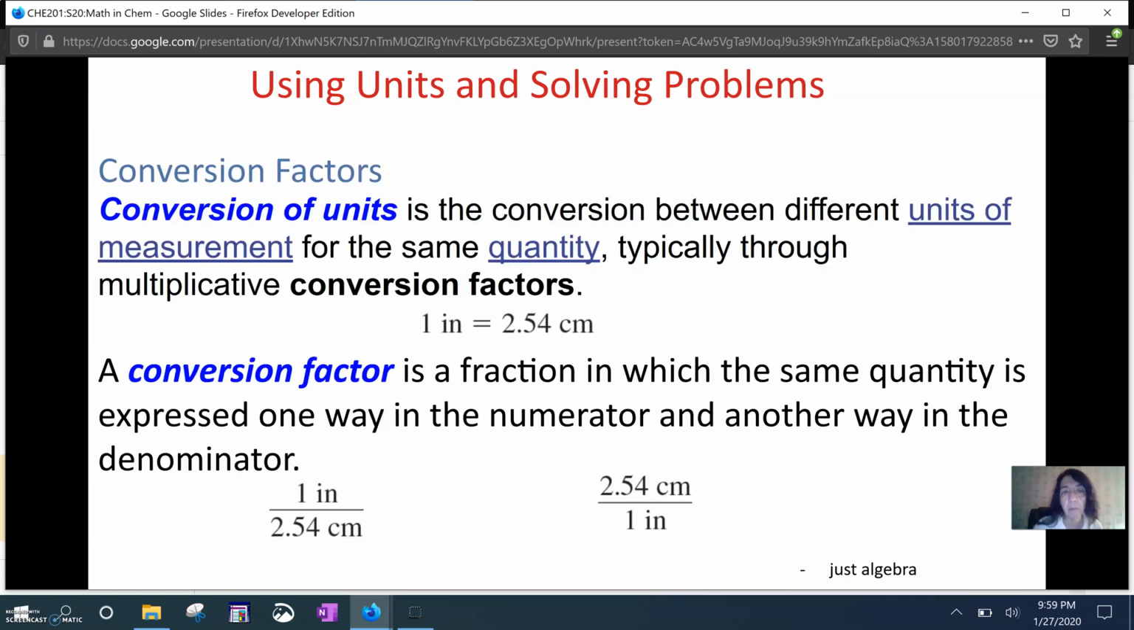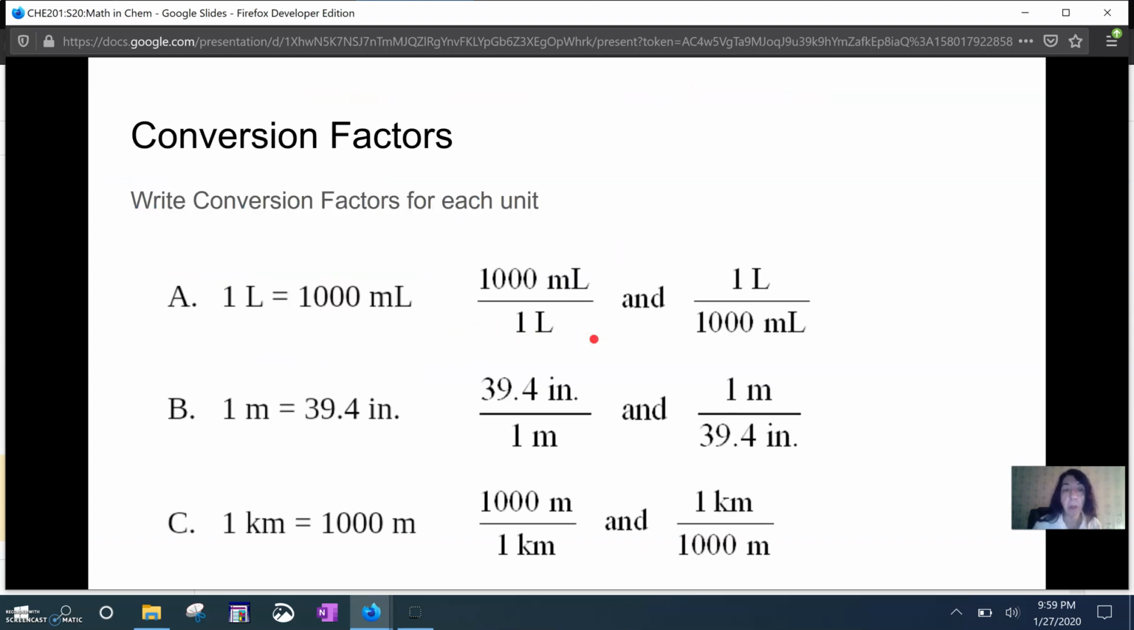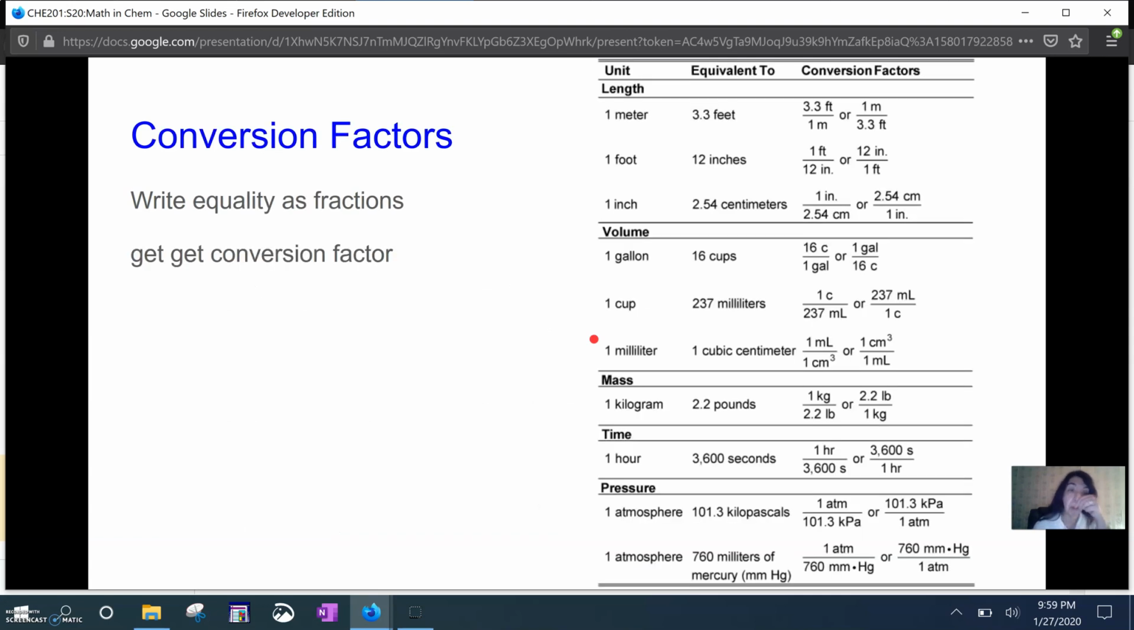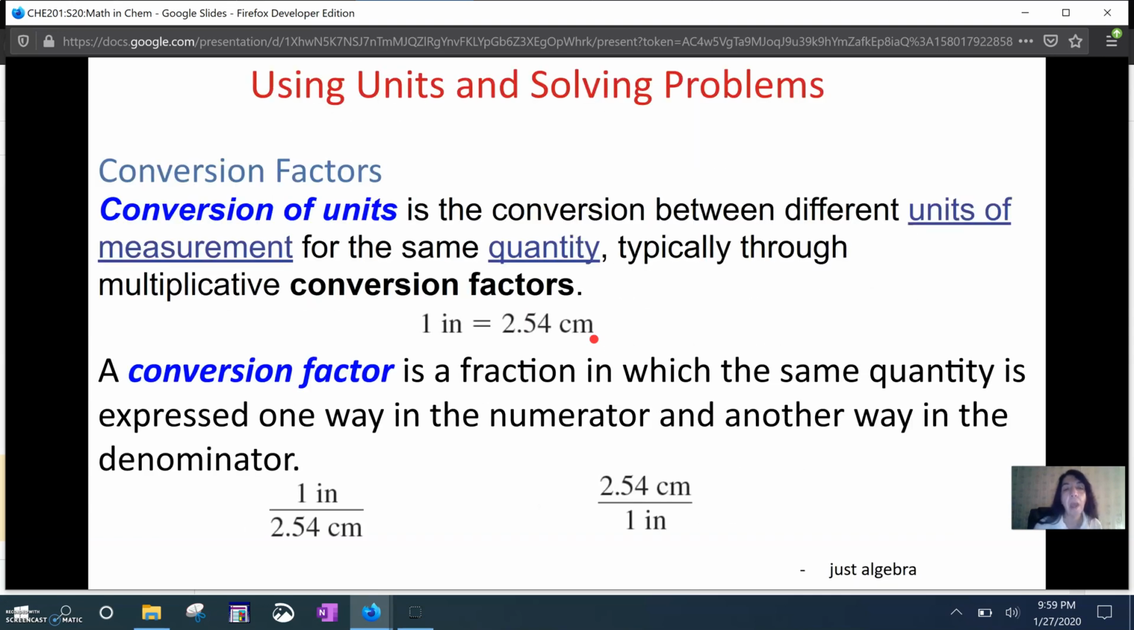So what exactly is a conversion factor? A conversion factor is just a way of converting between one set of units and another. If you're going from inches to centimeters like we have here, or from meters to inches, kilometers to meters, liters to milliliters, any of these, you need to convert from one to the other. And you can always write these as a factor. So you take the equality and write it as a fraction with one over the numerator and the other one in the denominator.